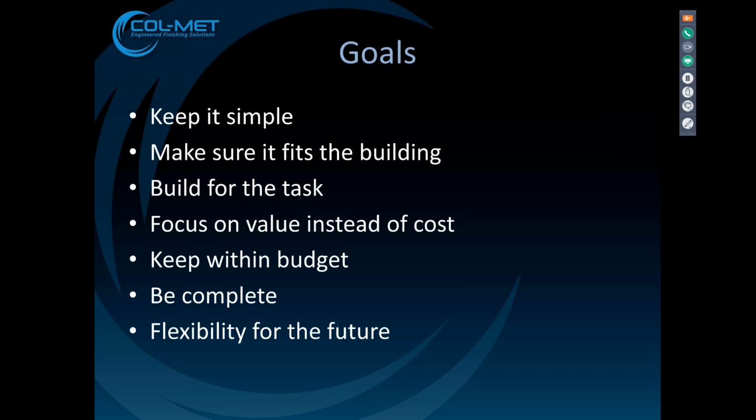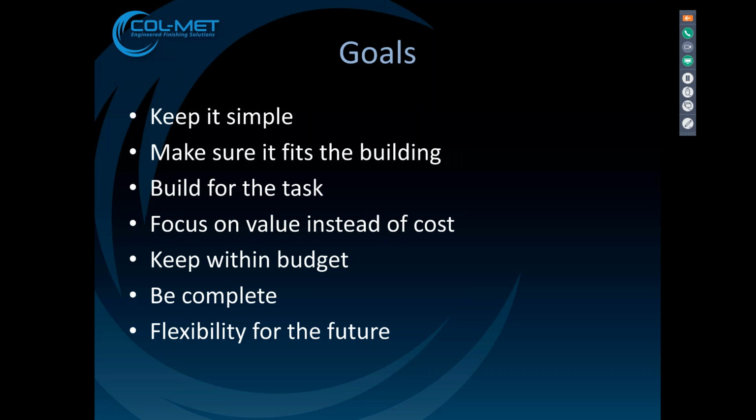So the goals when we're going to design a system for a customer: number one, keep it simple. Just do the best you can to minimize the moving parts and keep it simple for your customer. Number two, make sure it fits the building. We've got to have an understanding of the footprint as well as the height of the ceiling where we're putting this system in, to make sure that what we engineer and what's required to be engineered for the part size can fit in from not only the floor plan perspective, but also the height perspective.